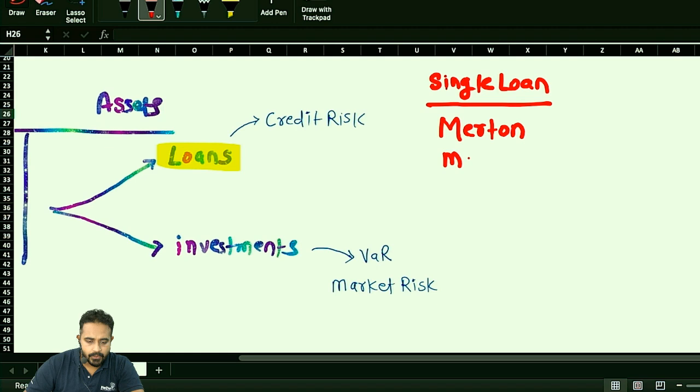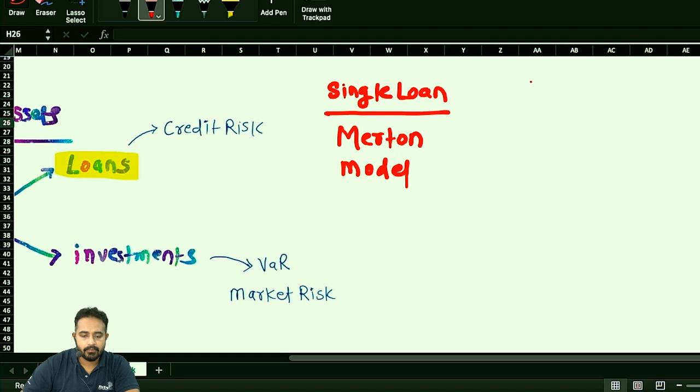This model could be used for valuation of equity, valuation of debt. It could also be used for estimating probability of default and the loss given default. Okay, so if there's a single loan, we have the Merton model. But what if you want to do your credit risk evaluation on a portfolio of loans? On a portfolio of loans, then we have a few techniques.